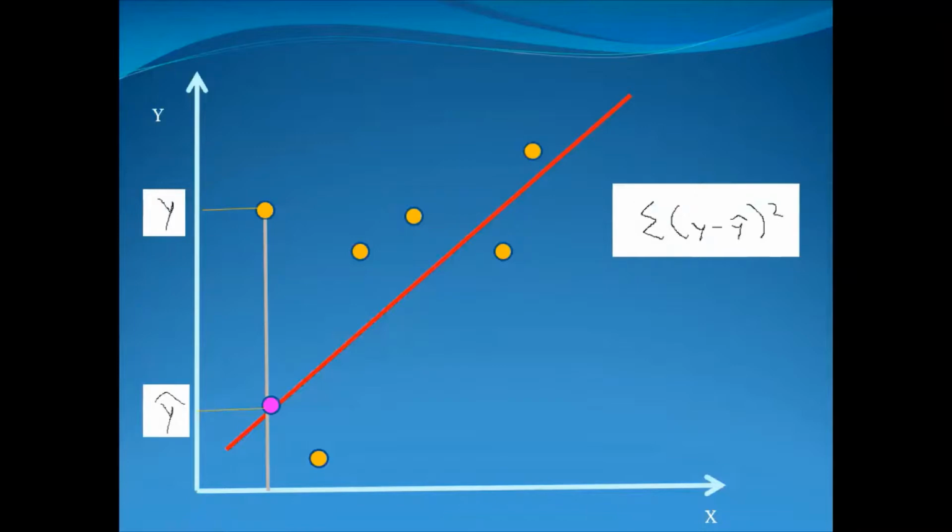Now let's look at how the best fitting line is determined. For that, the summation of (y minus y hat) the whole square should be minimum. What is y? Y is nothing but the actual value, that is the orange circle. What is y hat? Y hat is nothing but the predicted value, that is the pink circle. Y minus y hat is nothing but the difference. Summation means for all the data points. So the summation of (y minus y hat) the whole square should be minimum for the best fitting line.